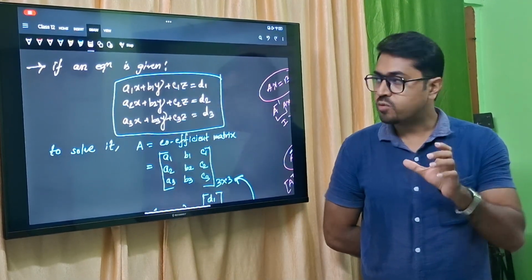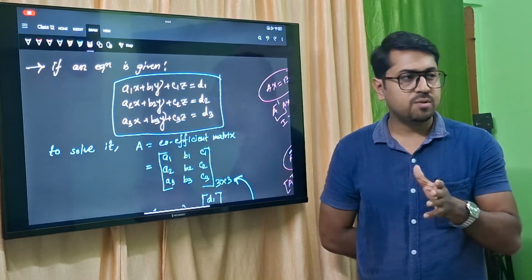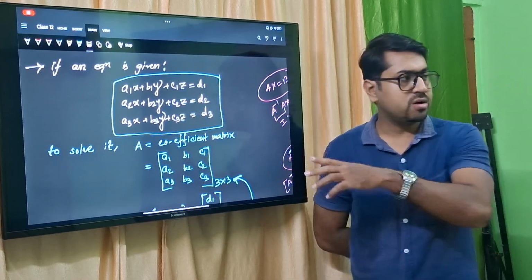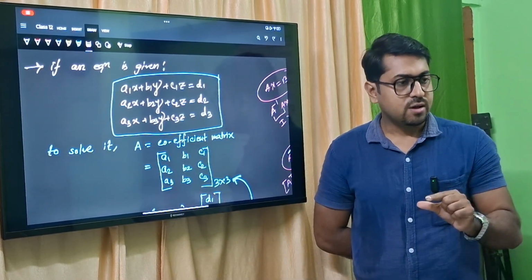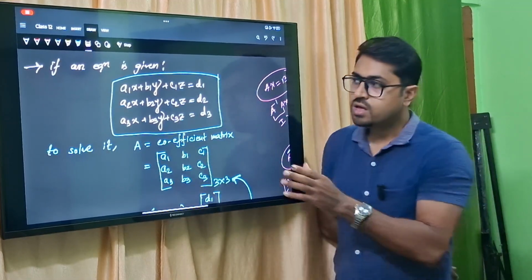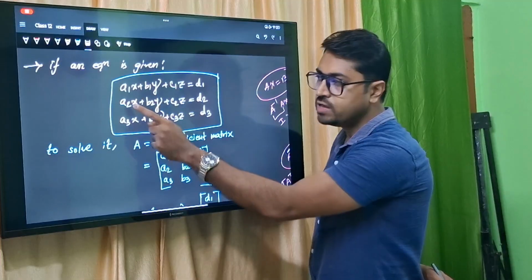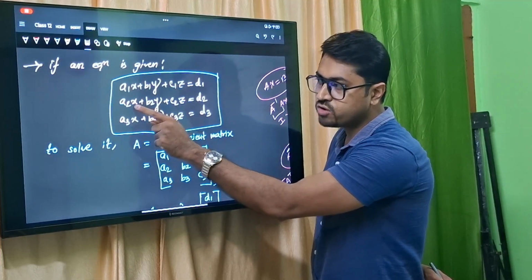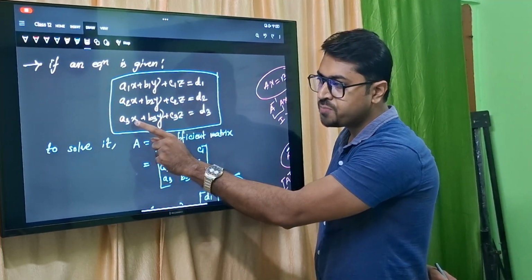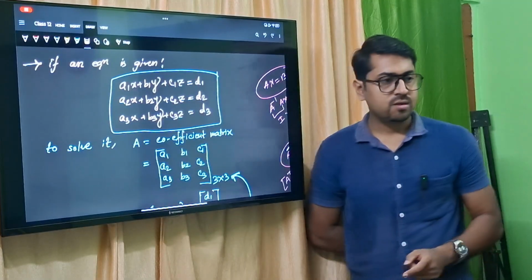Do you know the coefficient and all? What will be the coefficient of d1? d1, d2, d3 are called constants, but they are not coefficients. Coefficient means if I say the coefficient of x, that means it will be a1 for that equation. If I say coefficient of x in the second equation, it will be a2. Coefficient of x in the third equation, it will be a3, in that manner.